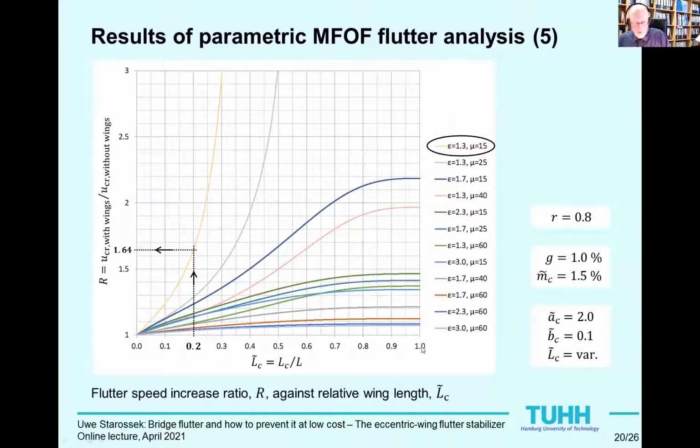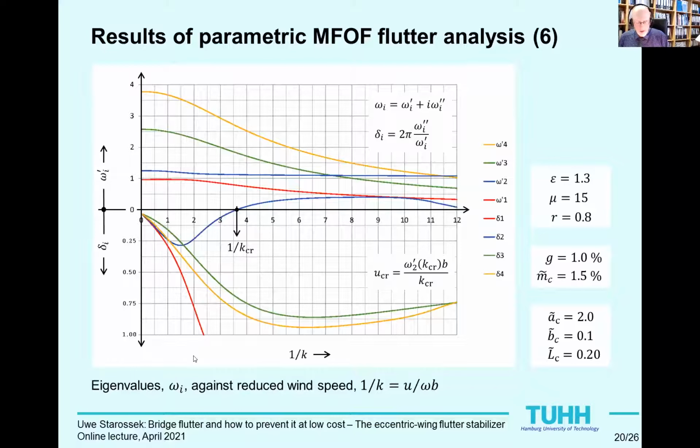It can be read from the diagram that a flutter speed increase ratio of 64% is achieved with wings that extend over just 20% of the length of the bridge, in case of a frequency ratio of 1.3 and a mass ratio of 15. For this combination of parameters with LC tilde equals 0.2, I would like to present a detail of the multi-degree-of-freedom flutter analysis.